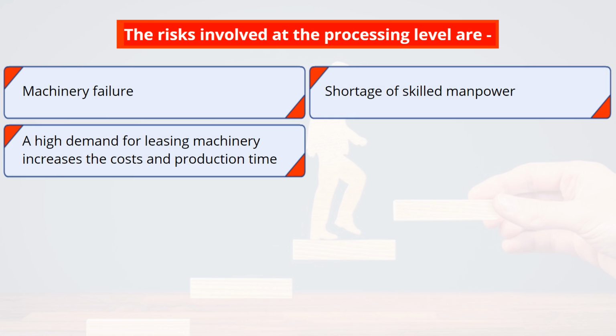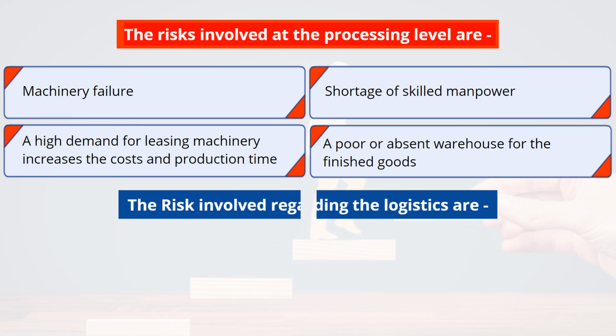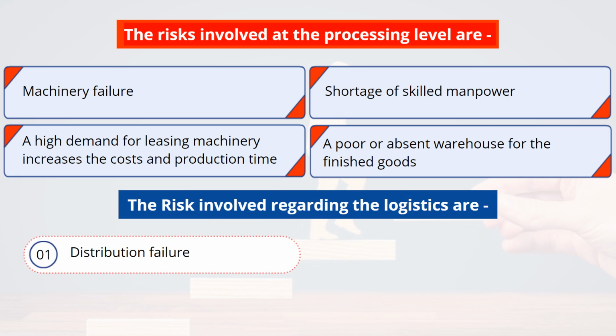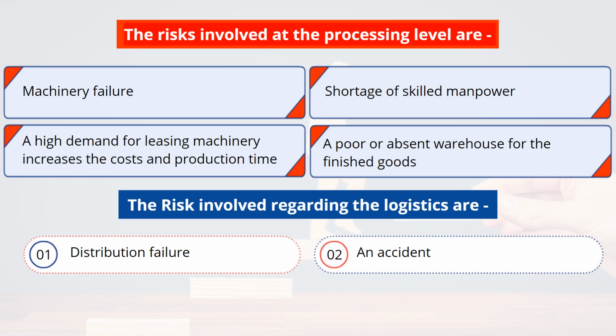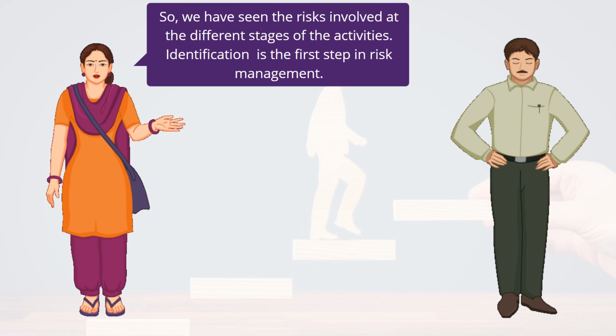A high demand for leasing machinery increases the cost and production time, and a poor or absent warehouse for the finished goods. The risks involved regarding the logistics are distribution failure, an accident, or seed damage during transport. So, we have seen the risks involved at the different stages of the activities. Identification is the first step in risk management.